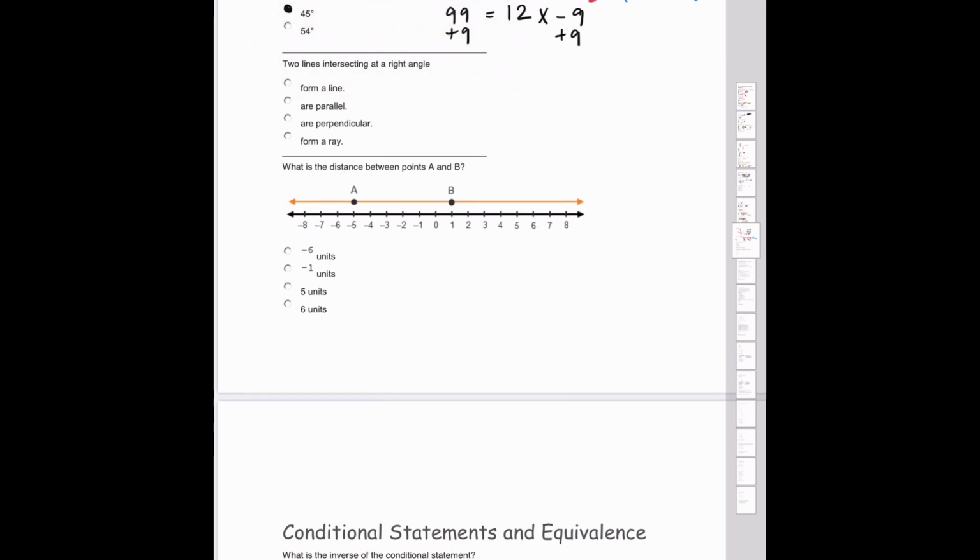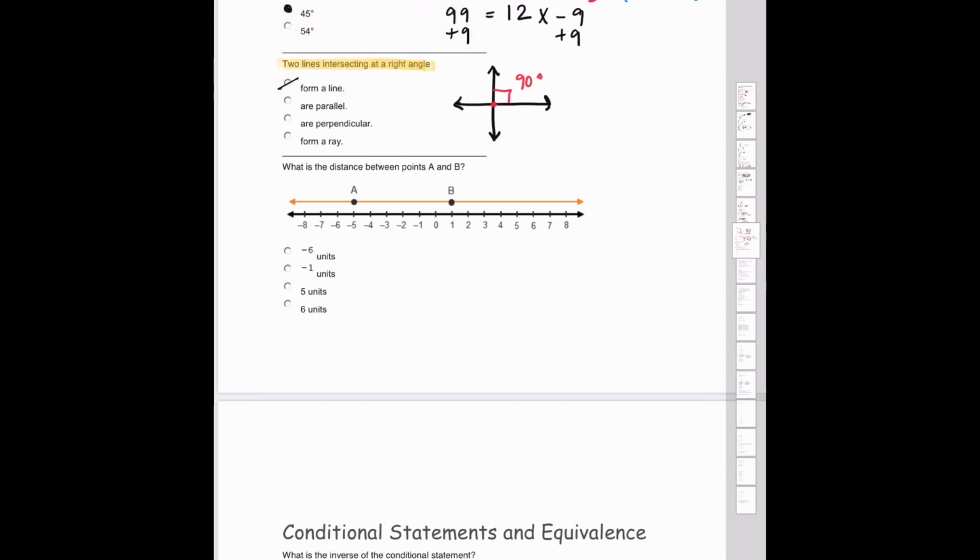So we are looking at what happens when two lines intersect at a right angle. Well, two lines intersecting at a right angle means that we have two lines that intersect at one point, and that is at a right angle, which means a 90-degree angle. Well, do those two lines form a line? Well, no, because we already have two lines, so we can exit out that answer choice.